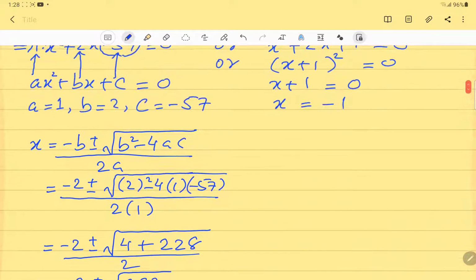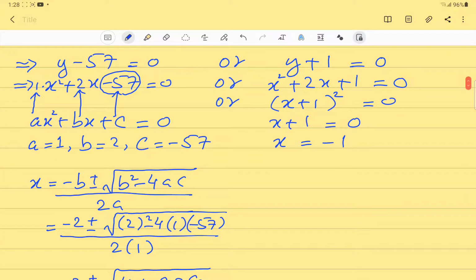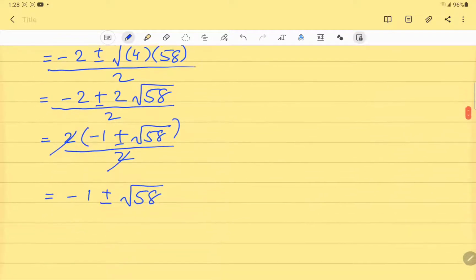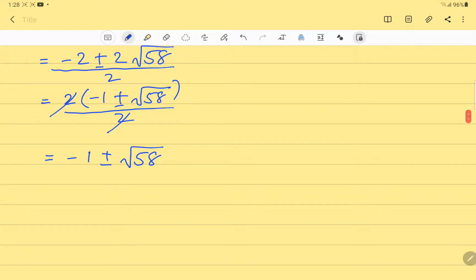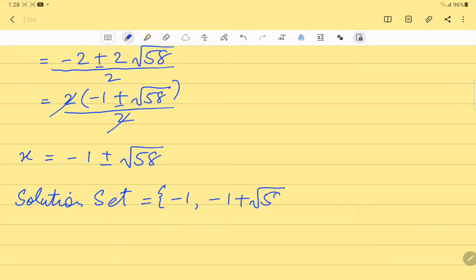So now we have our complete solution. One value is minus 1 and the other two values are minus 1 plus square root of 58 and minus 1 minus square root of 58. So we can write our solution set now. Minus 1, then minus 1 plus square root of 58 and minus 1 minus square root of 58. These are the three answers in this case.